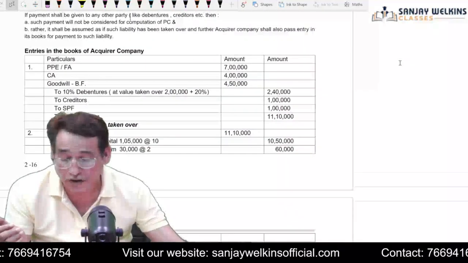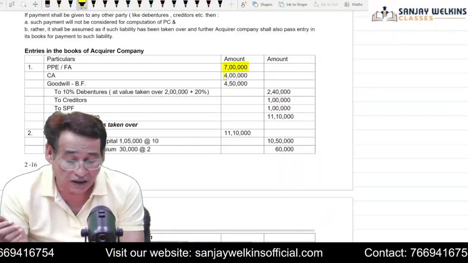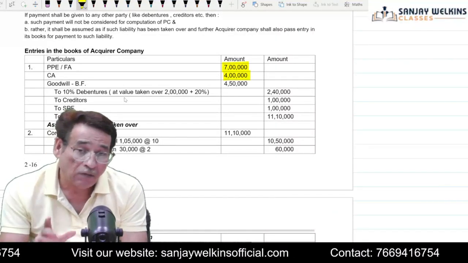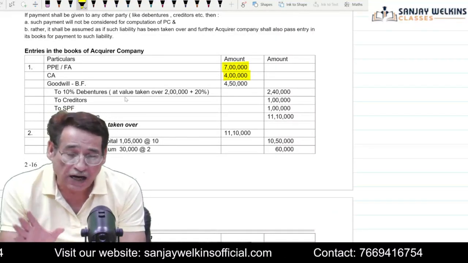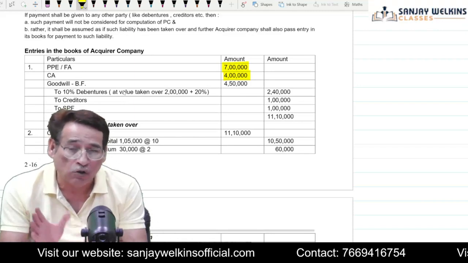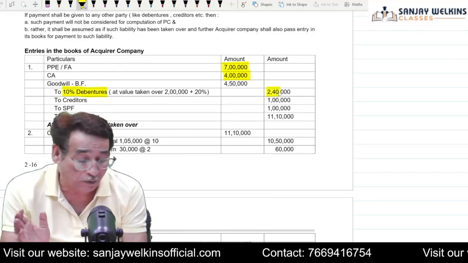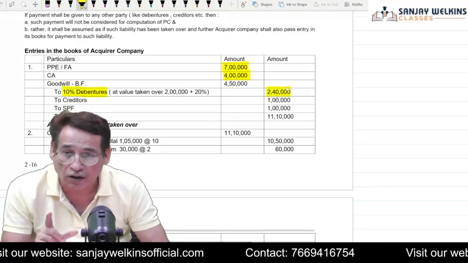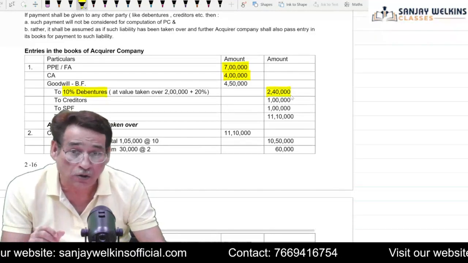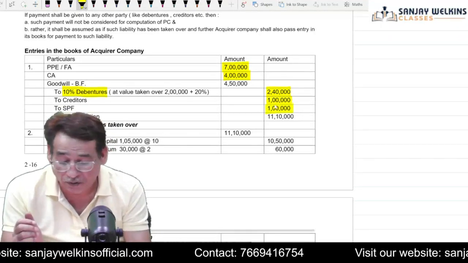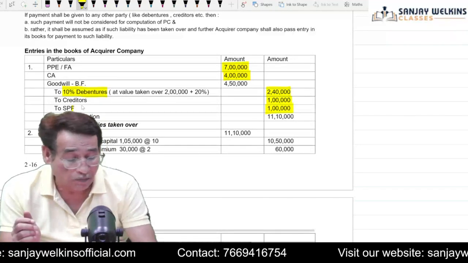Now in the books of the purchasing company, all the assets which we have taken over, see here, we will write the figures at which we are taking over the assets and liability. 10% debentures are being taken over at 2,40,000. Don't forget. So that is why I have written here 2,40,000. And now I will write creditors which we have taken over, and now this provident fund.